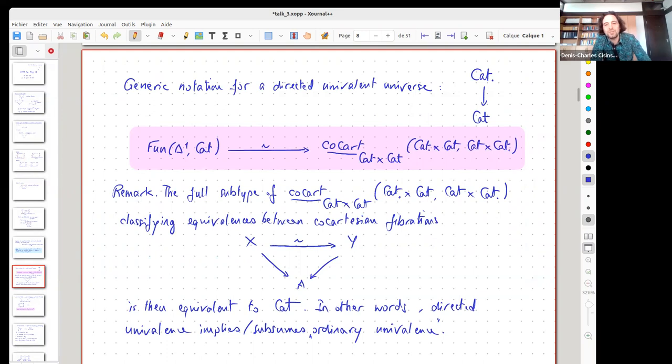You can think of it as what you can see in the formula highlighted here, and in fact, you could also look at the full subcategory on the left here of this object, which consists of isomorphisms. And on the right, you could look at the subobject which consists of equivalences like that. And the equivalence that we require will induce an equivalence on this subobject. And the equivalence on this subobject is classical univalence.